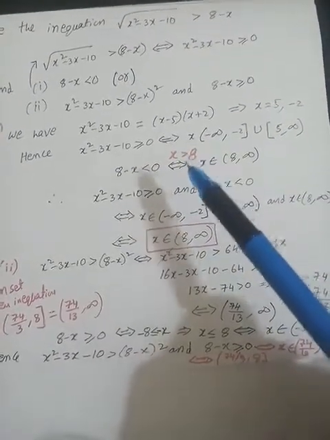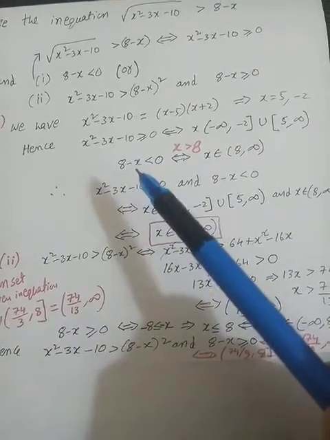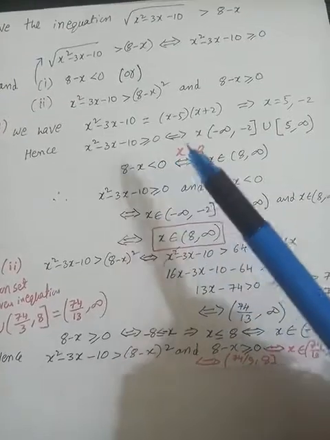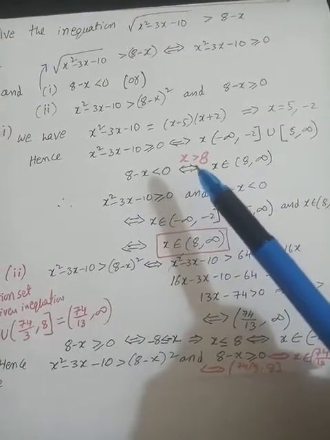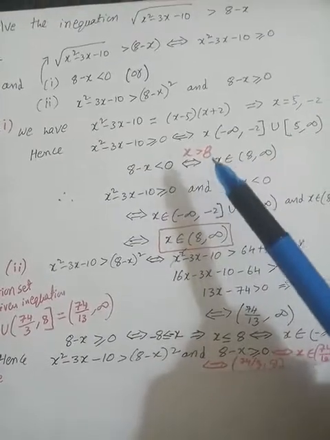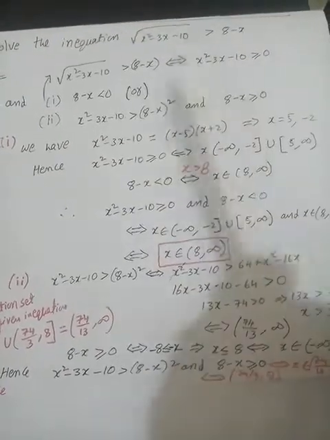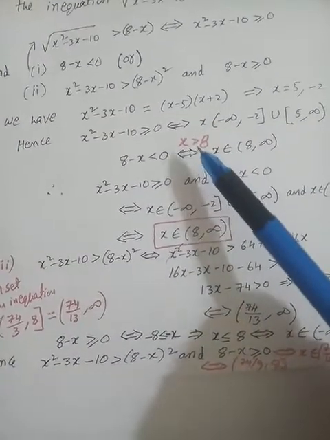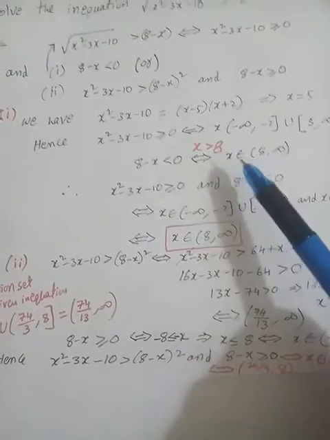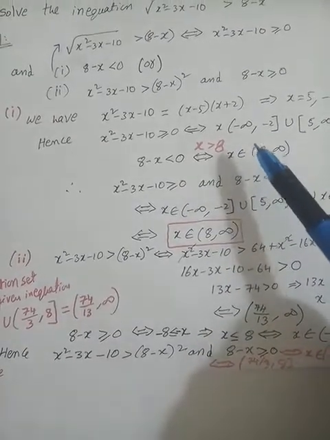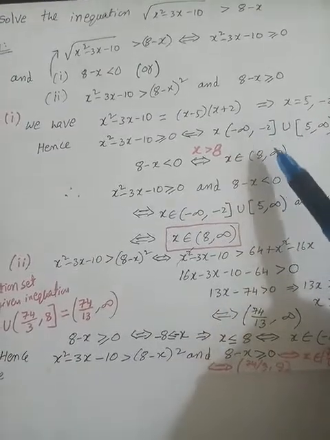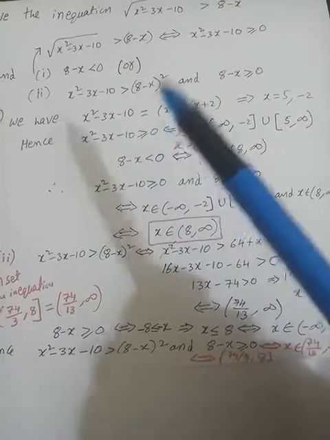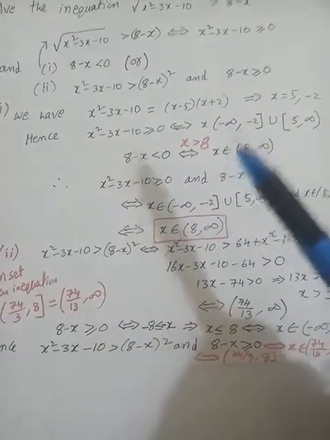And now in the same first case we have another inequation, 8 minus x less than 0. If you bring this minus x to the right hand side, that becomes x is greater than 8. X greater than 8 means 9, 10, 11, 12 up to infinity. So x belongs to 8 comma infinity. Since here we have just greater than 8, we take a round bracket for 8. Here it is square brackets for minus 2 and 5 because we have greater than or equal to 0. That you have to remember, this important point.